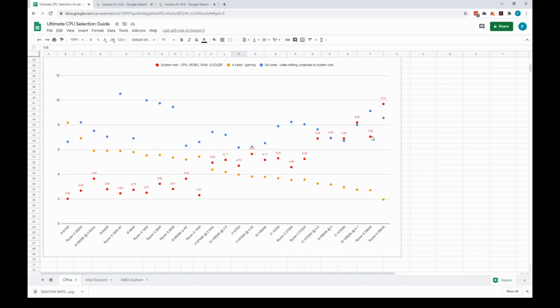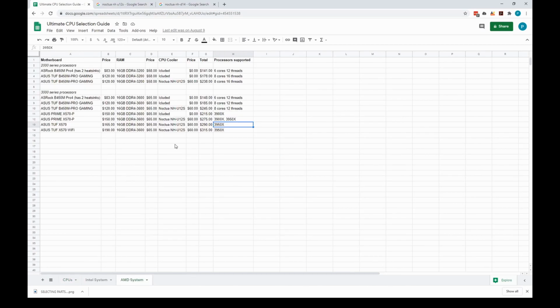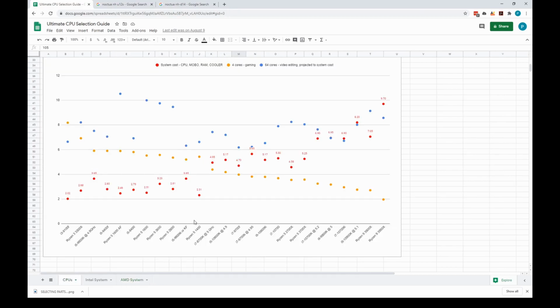It's the X570, it's $150, $165. It's a great price point to get into, and then you get to upgrade the cooler to a very nice one as well. I don't think the 3950X comes with the cooler, so that was included in the price. So this would be your most expensive option out of all of these options. Okay, cool. So we just went over these blue dots, and this is your video editing.